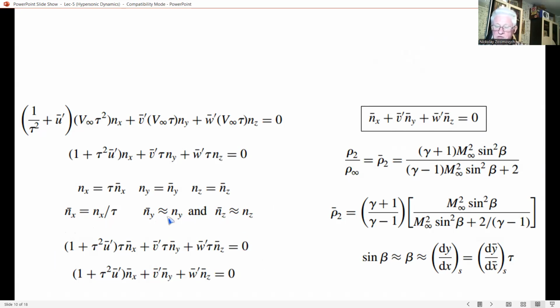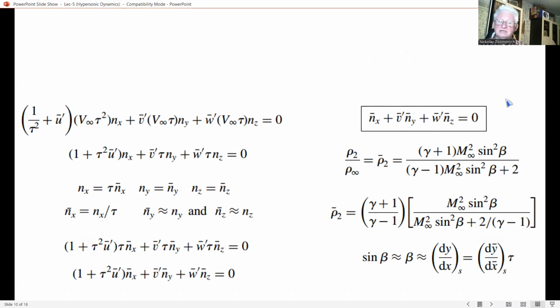These two boundary conditions, okay? Consistent with the derivation of the hypersonic small-disturbance equation, we neglect the terms of order tau squared, yielding the final result for the surface boundary condition, as you can see on the right side of this slide on the top: n average x plus v stretch average and y edge gives us a sum of zero.